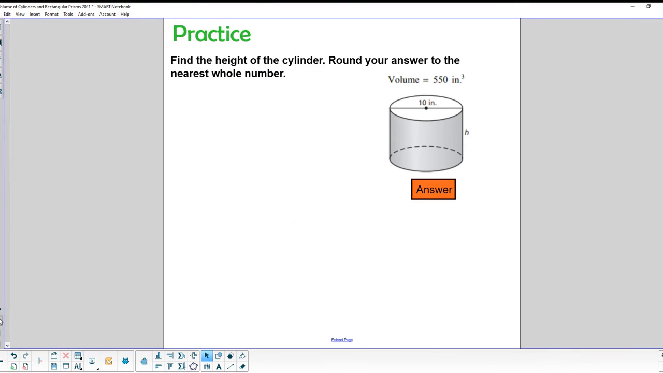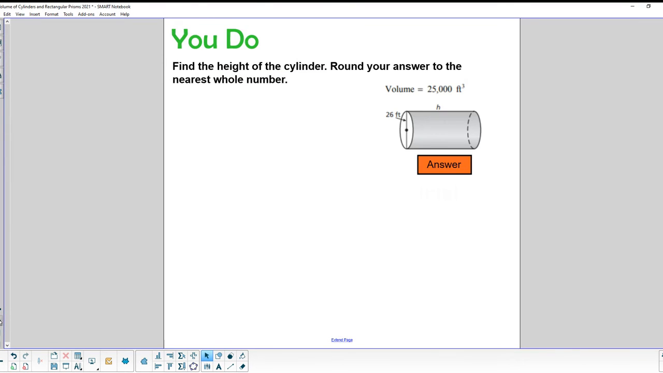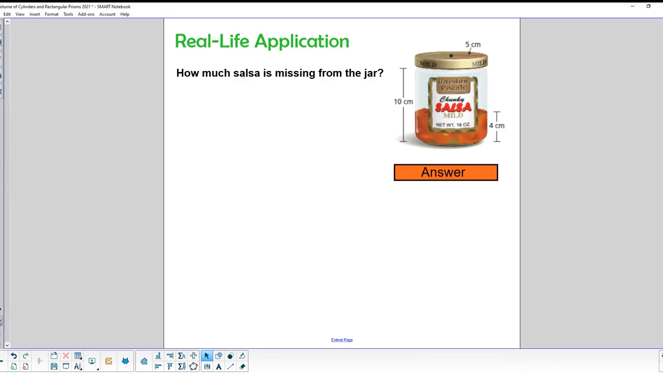So we have another cylinder problem. Looks like that. We'll skip that one. Yet another one that's very similar looking. We'll skip that. Now here's one that might be a little more interesting. How much salsa is missing from the jar? So you'll notice that we've got kind of a dual problem here.